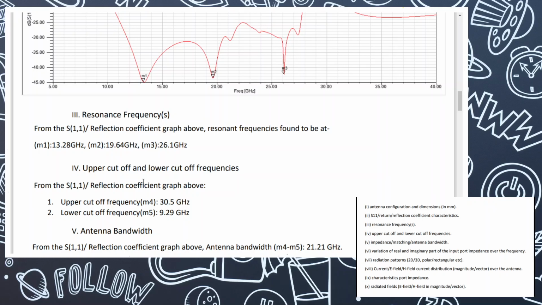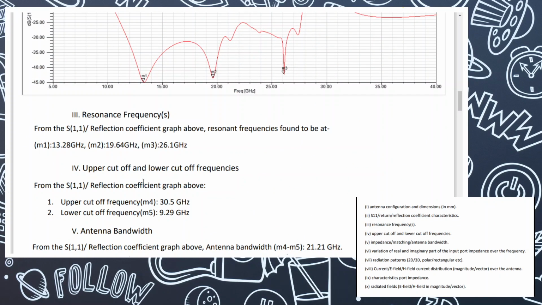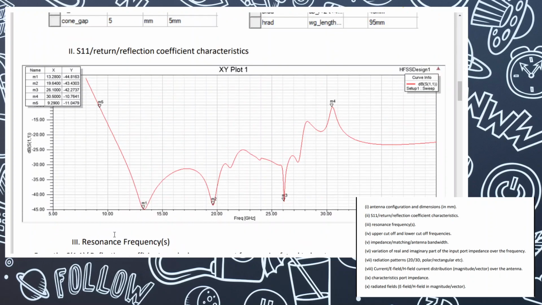So for the next task, we need to find the lower and upper cutoff frequencies, and for finding that, what you need to do is go to this graph, the reflection coefficient graph, and you can see there are two markers, M5 and M4. These values are at like -20, -15 and -10. Both the values are at -10.